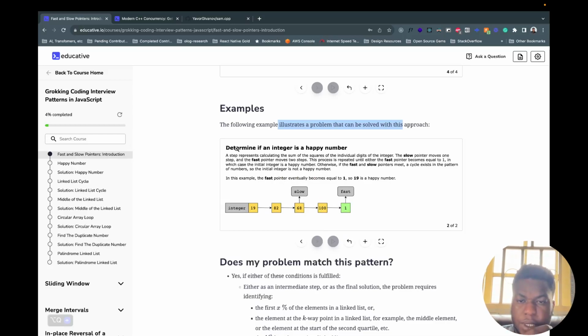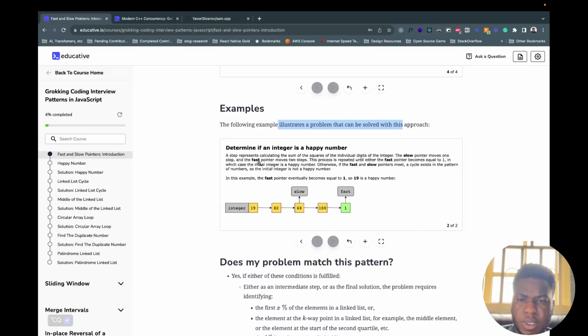Next, determine if an integer is a happy number. A step represents calculating the sum of the squares of the individual digits of the integer. Sum of the squares. Okay. I don't get this. A step represents... what does that even mean? Calculating the sum of the squares of the individual digits of the integer. Squares of individual digits. Okay.